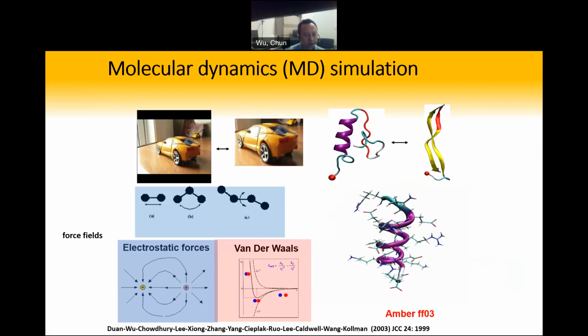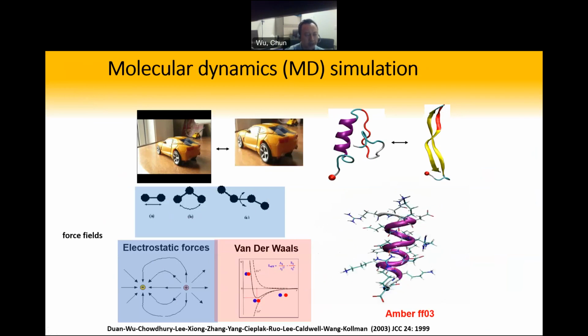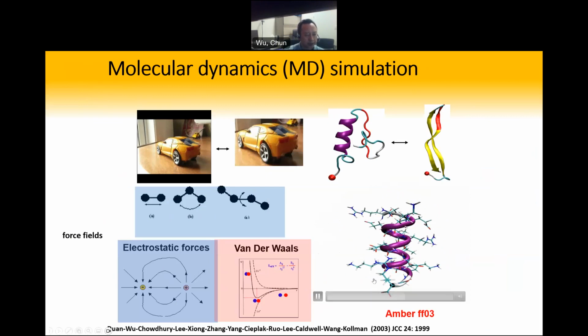force. And from force, we can calculate acceleration. From acceleration, we can calculate velocity. From velocity and initial position, we can calculate the future position. So if we repeat those procedures, we will get the motion of the molecule. So in the movie, it's just to show you the folding of a small helical peptide.